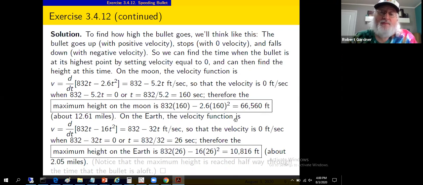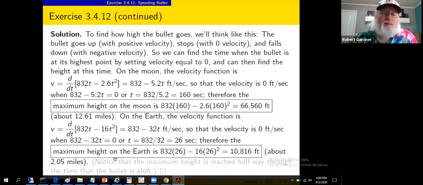On the Earth, same thing. We'll take the formula for position, differentiate it. This will give us velocity. Set that velocity equal to 0. 832 minus 32t, set equal to 0, implies t is 832 divided by 32, which is a nice round number of 26 seconds.